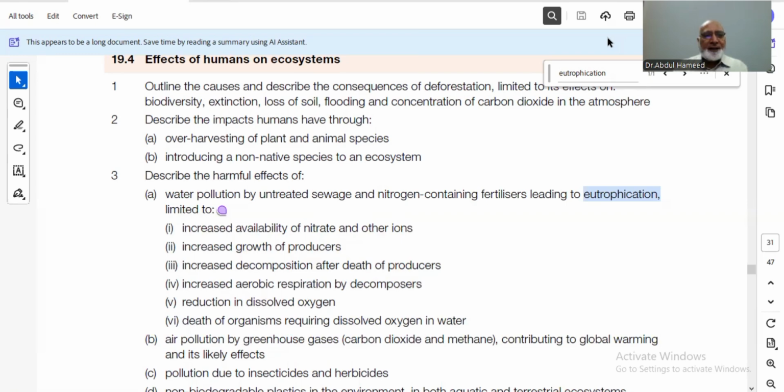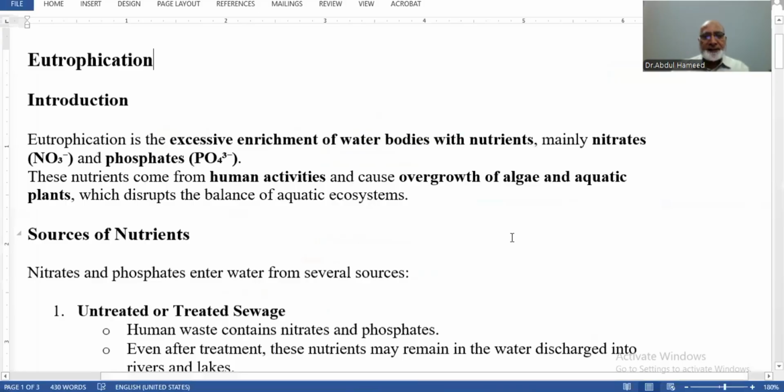For example, increased availability of nitrates and other ions, then the increased growth of producers, which will cause increased decomposition after the death of producers, and then increased aerobic respiration by the decomposers, which will produce the effect of reduction in dissolved oxygen. Ultimately, the final outcome will be the death of aquatic organisms requiring dissolved oxygen in water. So let's proceed to the details given in this description.